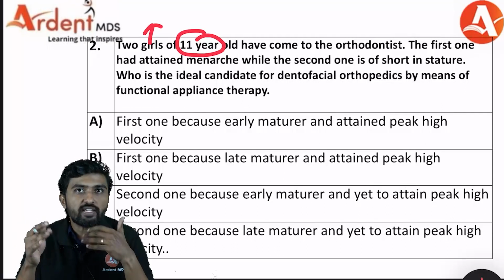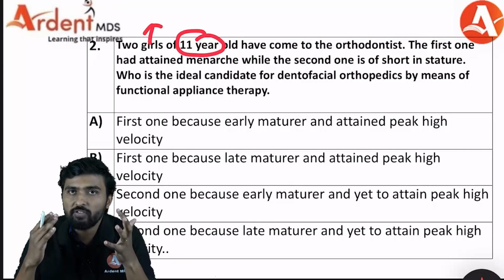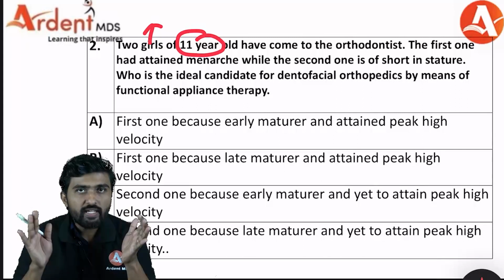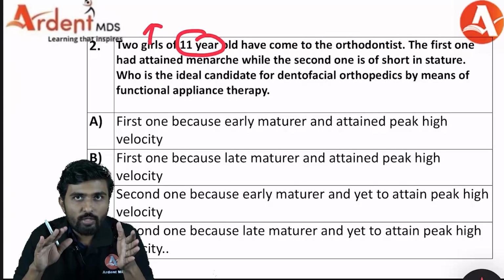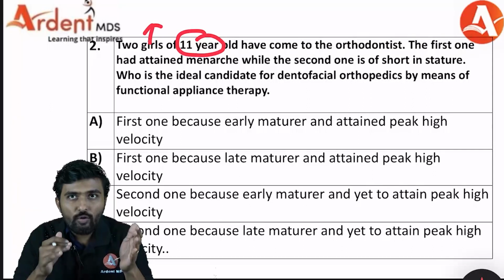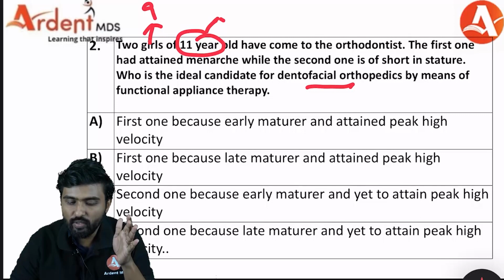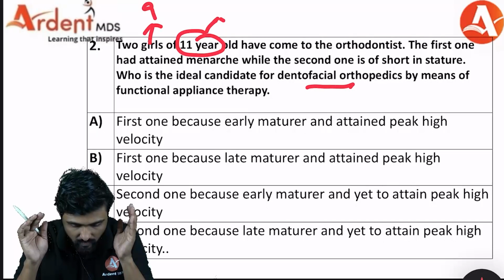Now, they have given the treatment modality, orthodontics or orthopedics. Now, it is dentofacial orthopedics. What is dentofacial orthopedics? The treatment modality which involves myofunctional appliances or orthopedic appliances. That is dentofacial orthopedics. Now let us see the types of clues that we have in this question. The gender, next the age, and now we have the treatment modality as well. Now let us see the options.